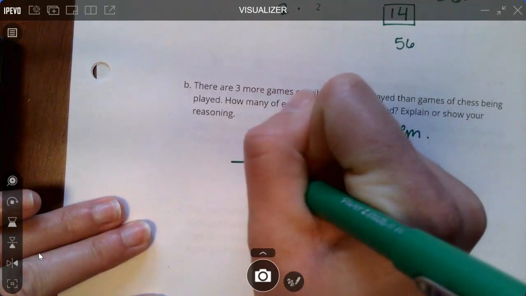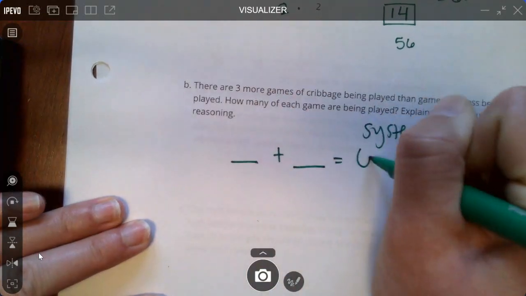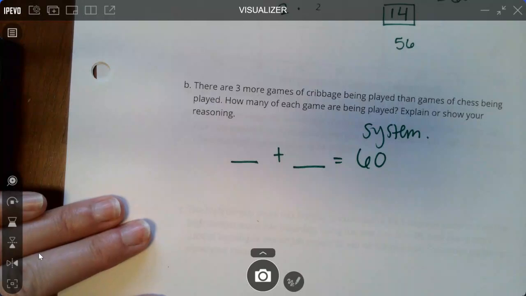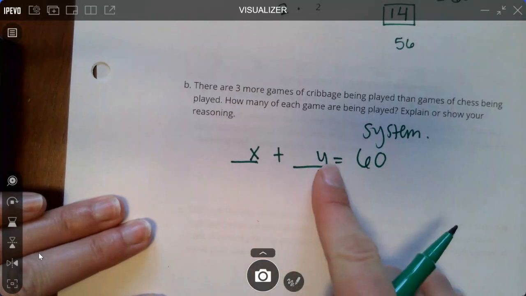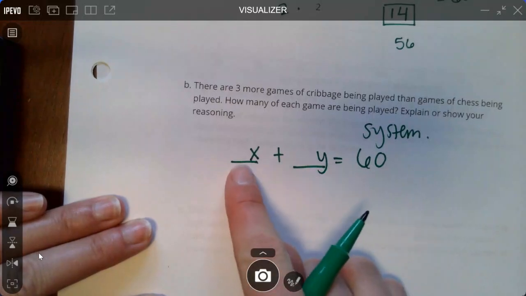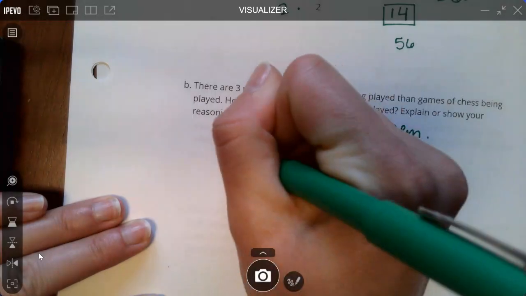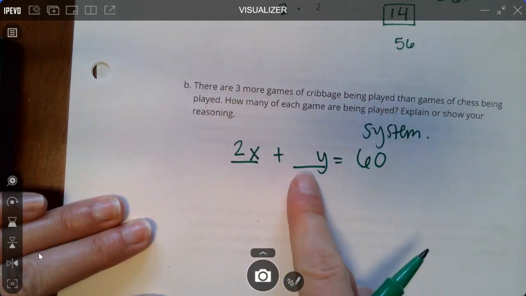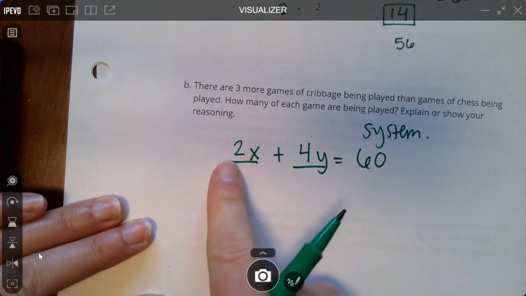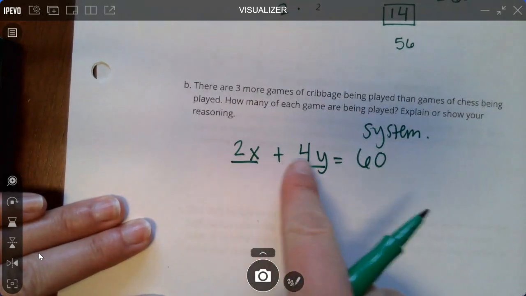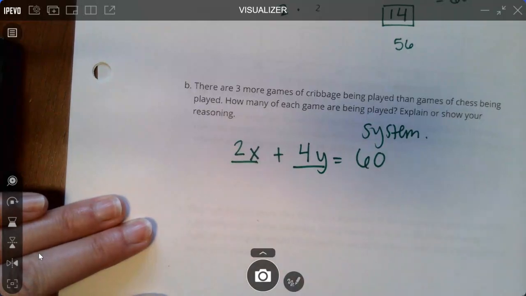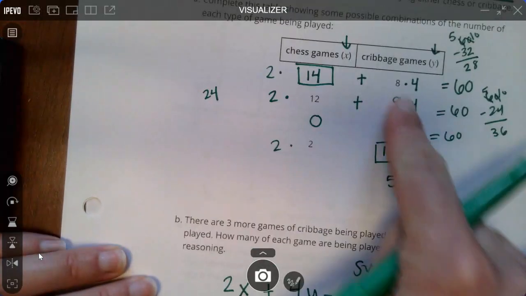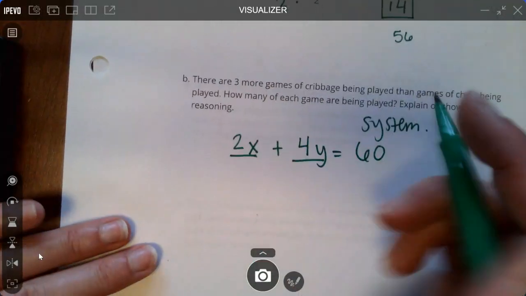What was the rule every single time? We know something plus something was the 60 people at the game night. I had 2 different games being played, chess and cribbage. How many people could play per game for chess? 2. How many people could play per game for cribbage? 4. So 2 times the chess games plus 4 times the cribbage games equals 60 people total. That's one of your equations, coming straight from your table. The next one they give you right here.